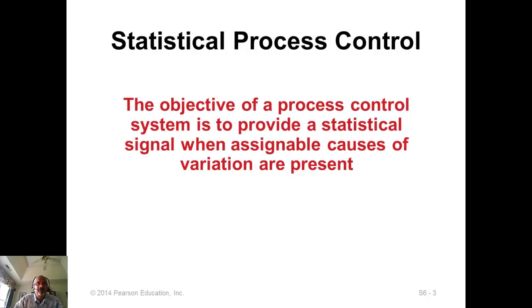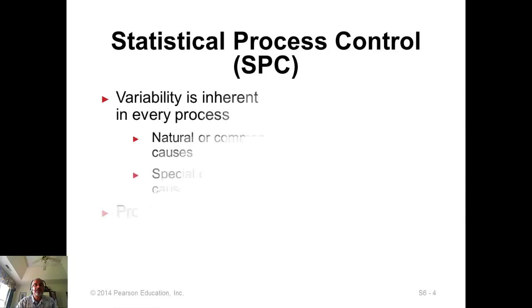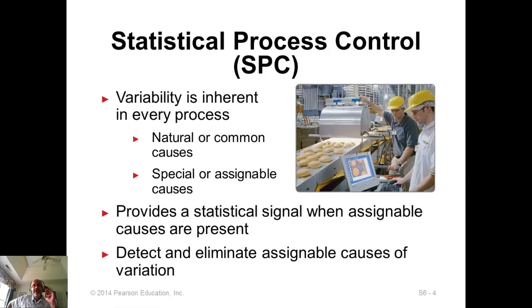Statistical process control is a mechanism by which we try to get a statistical signal when there are assignable causes present in the production process. Now, what are assignable causes? We'll talk about that in just a few minutes. Variability in a production process is inevitable. However perfect an operation may run, it will still have some amount of variability.